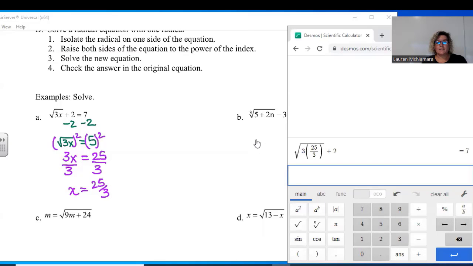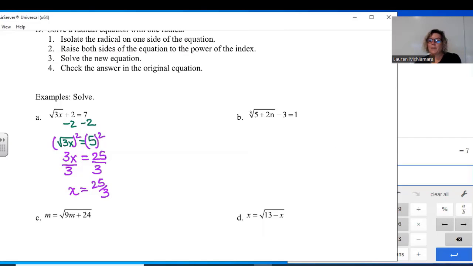All right. Now let's look at B. B says the cube root of 5 plus 2n, minus 3 equals 1. So where's my variable at? Here's my variable. It's underneath that radical. So I need to get this radical by itself. How do I get that radical by itself?